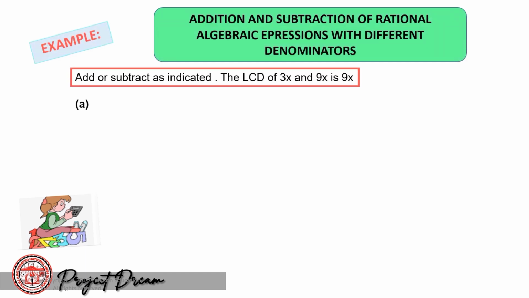This example is 7 over 3x plus 1 over 9x. The LCD of 3x and 9x is 9x.